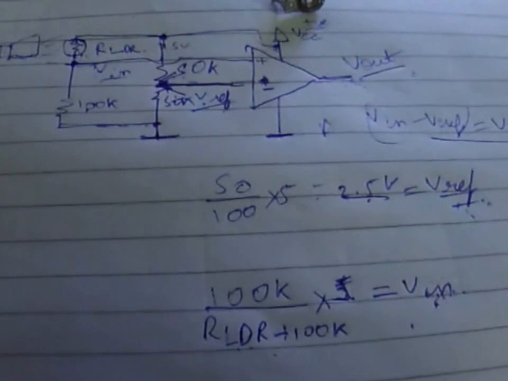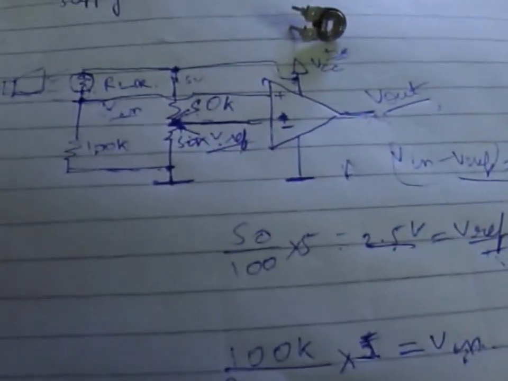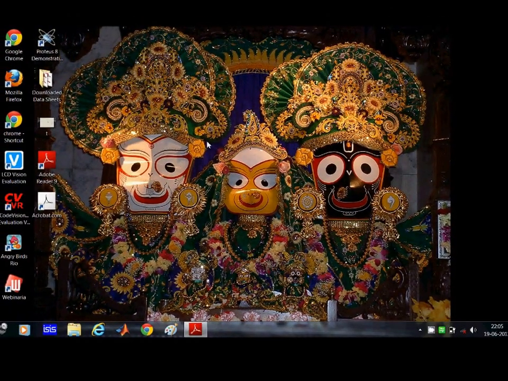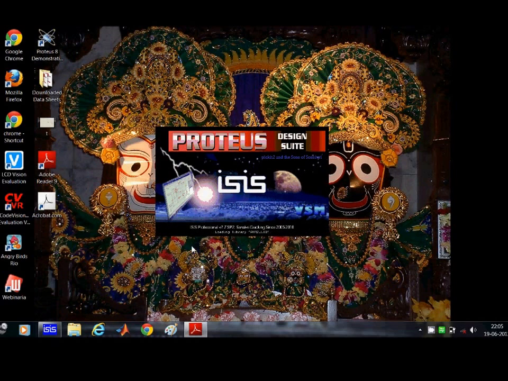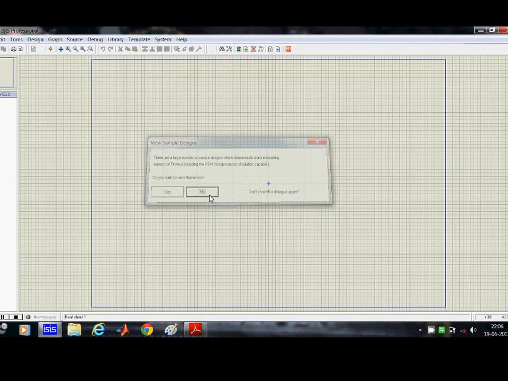Now we will do a kind of simulation so that you can get convinced by this. So we are now going to simulate it on a software, and the software's name is Proteus, and this software is available from Labcenter Electronics. To find it, go to Google and type Proteus and you will get this. The latest version is Proteus 8. I am using an older version because I am more comfortable with it.